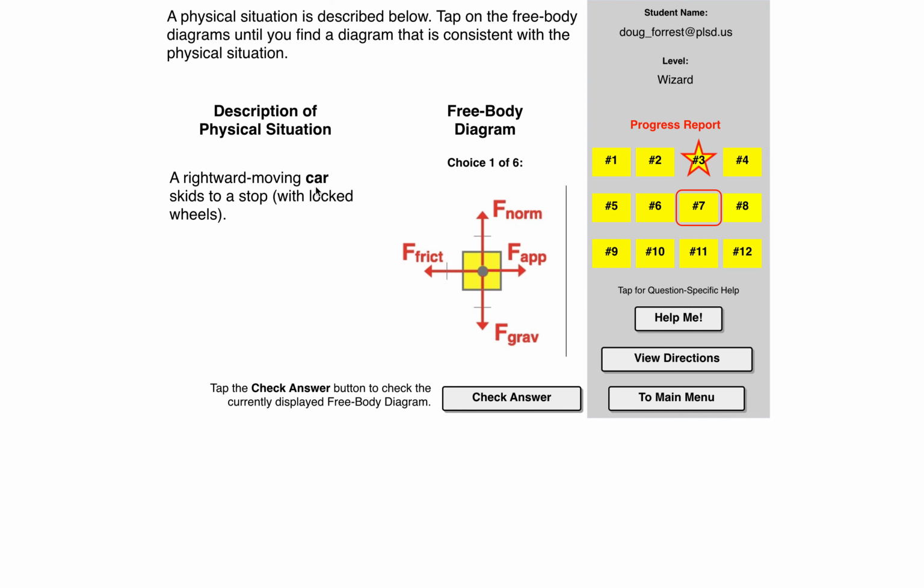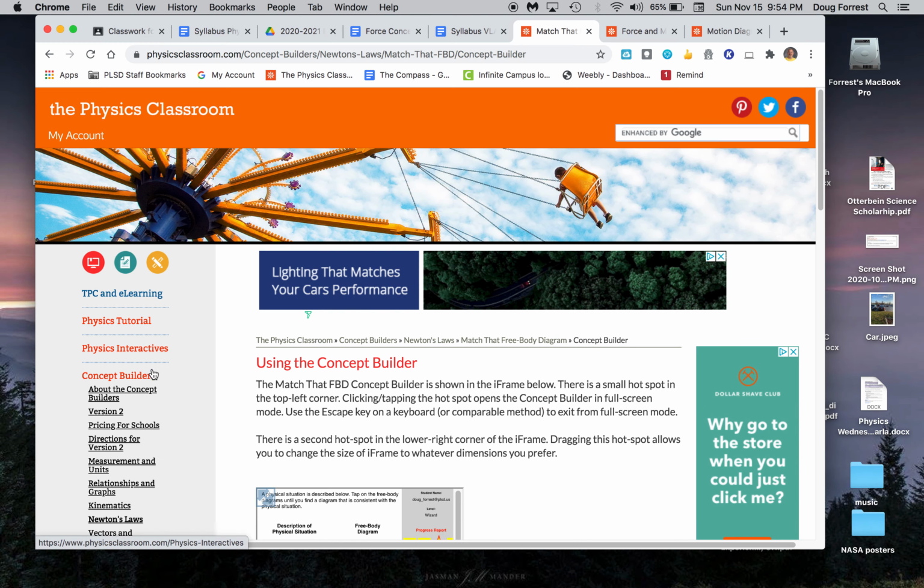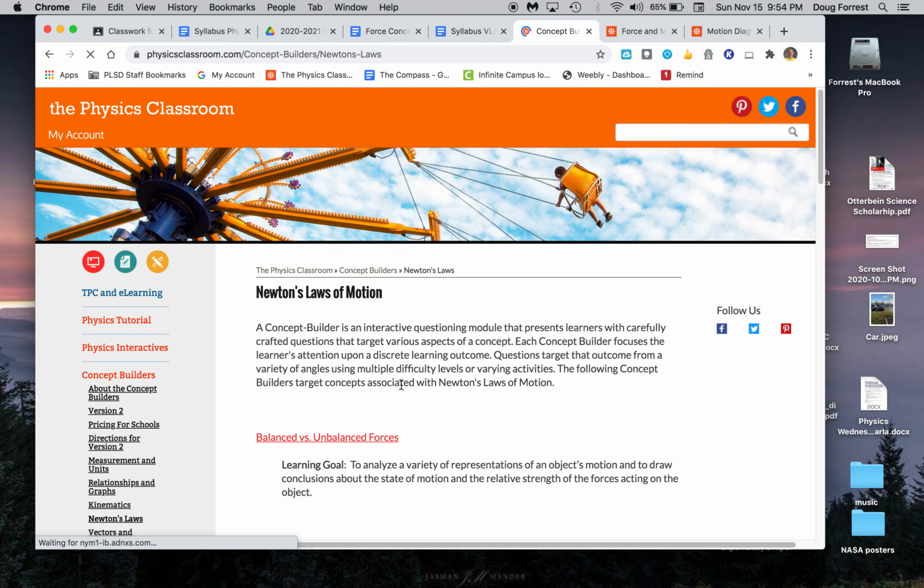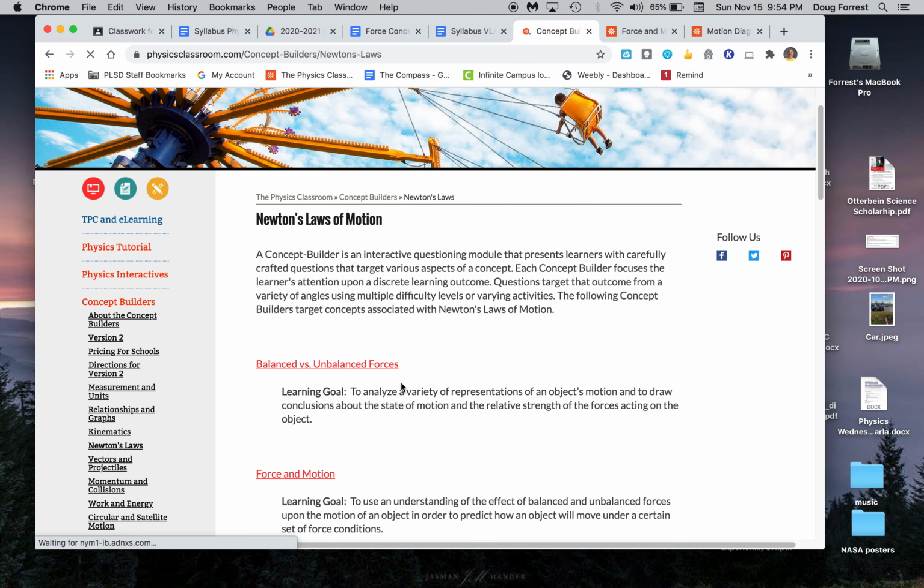So once again, I'm not going to go through other ones here, but again, you want to read the situation fairly carefully. So for example, this is a rightward moving car skidding to a stop. So if it's moving to the right, you would want to think about the direction that friction would act. So now I'm going to go back.